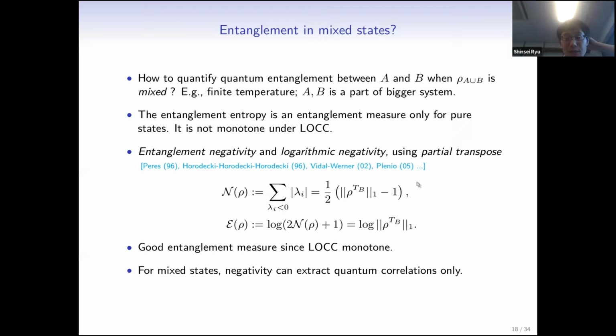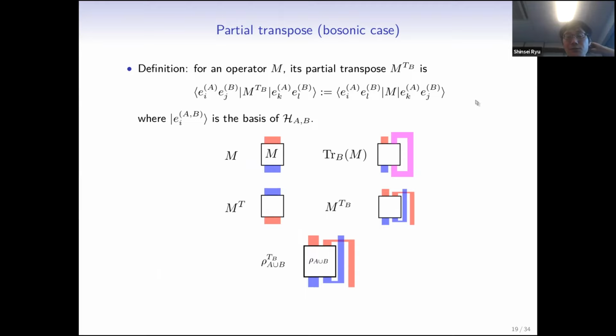So by the way, what is a partial transpose, which I didn't explain yet? So partial transpose is defined by this equation. If you have a tensor product Hilbert space HA tensor HB, then we take a particular basis, one for HA and the other for HB.